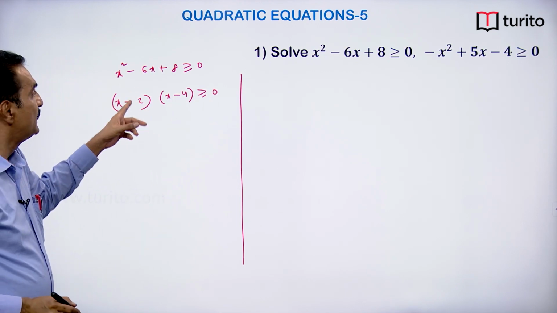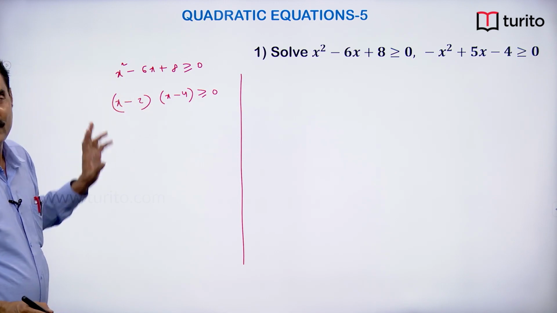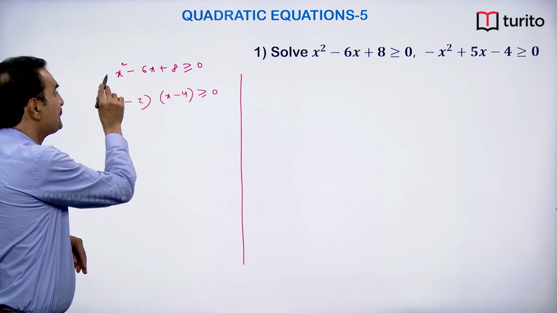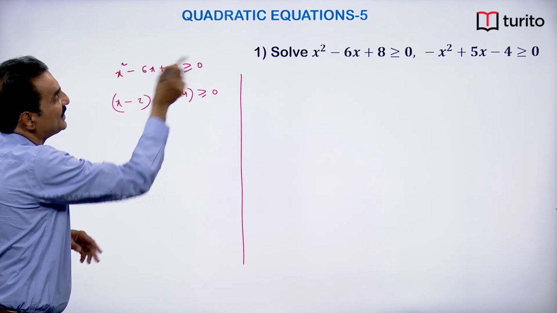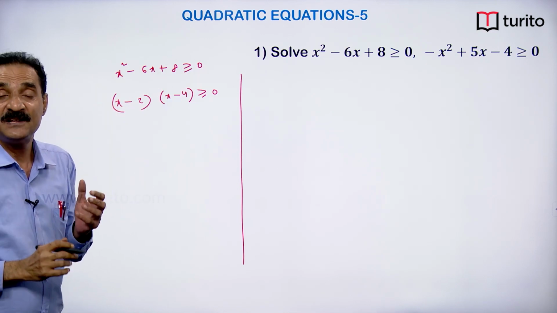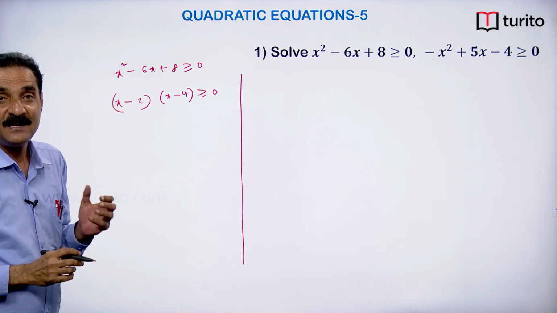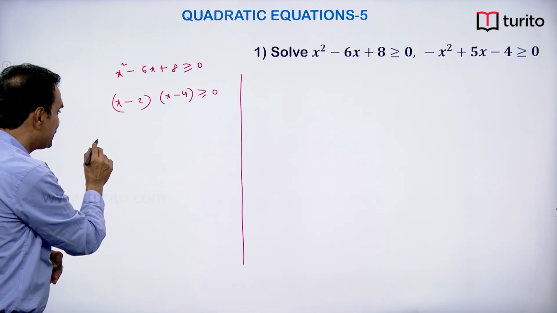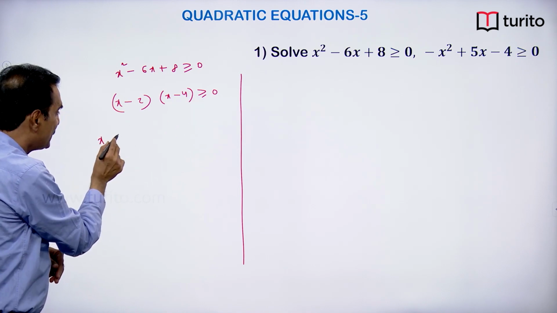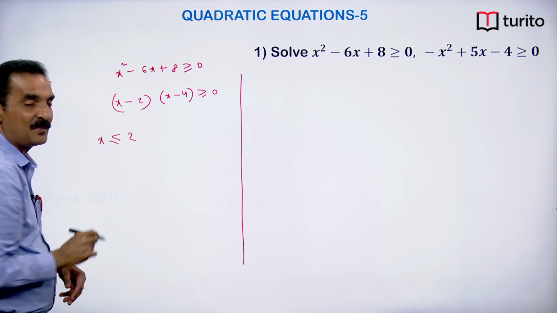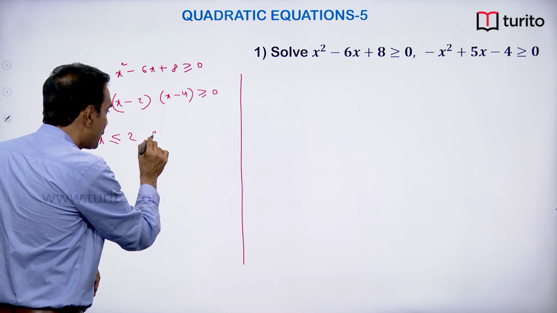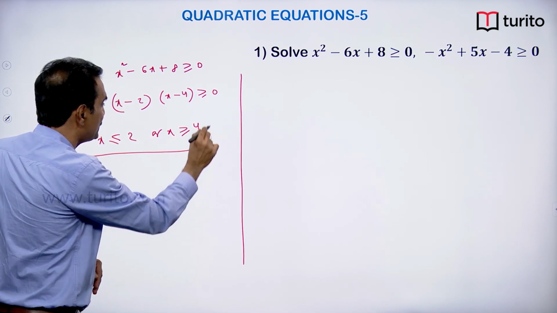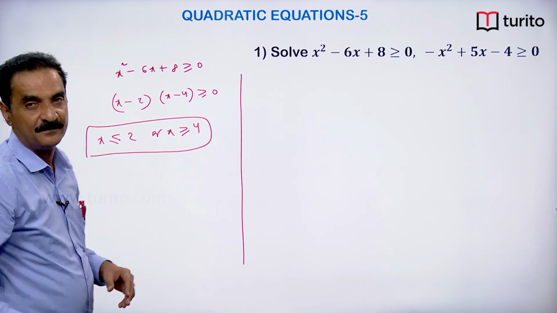Is it not? So there are two distinct real roots, 2 and 4. Now the x square coefficient is positive, and the expression is also positive. When is it possible? When x does not lie between the roots. So the solution, equality is also there, so x is less than or equal to the smaller root, or x is greater than or equal to the larger root. This is the solution of the first inequality.